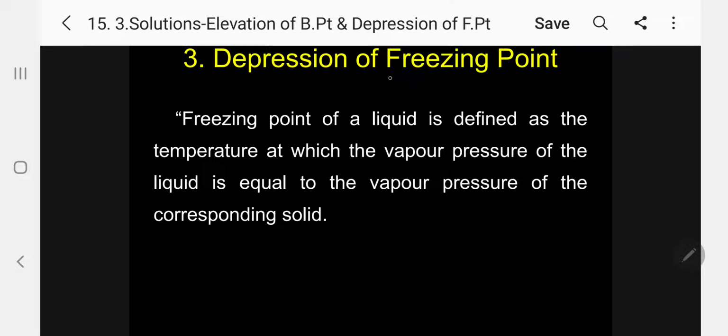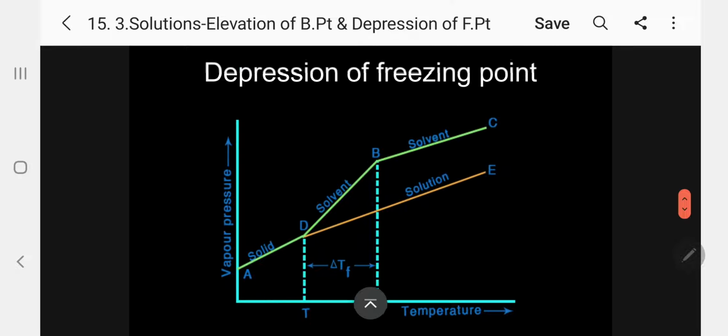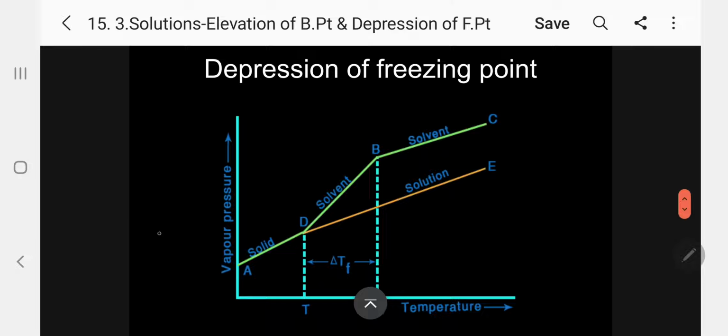Before going for depression of freezing point, let us define what freezing point is. The freezing point of a liquid is defined as the temperature at which the vapor pressure of the liquid is equal to the vapor pressure of the corresponding solid. Kindly follow. Just see here the diagram. So here vapor pressure is plotted versus temperature.